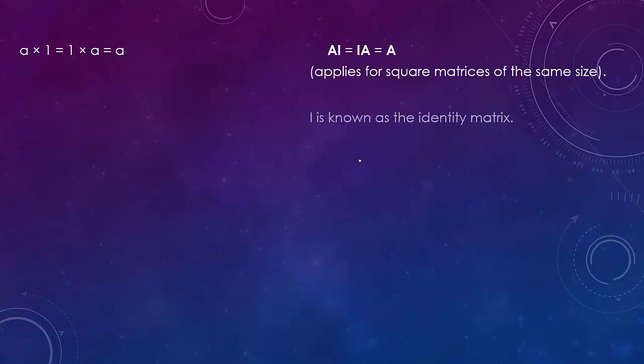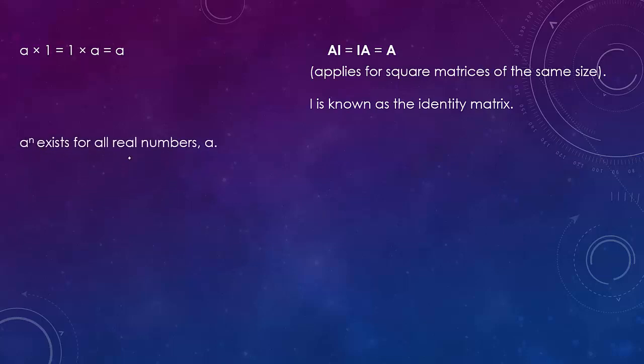Now, A multiplied by 1 is 1 multiplied by A is equal to A. We know that's true. Multiply anything by 1, you get itself. There's something here called the identity matrix. We'll talk more about this later. A times I is equal to I times A is equal to A. That applies for square matrices of the same size. So I and A are both square matrices, 2 by 2 or 3 by 3 and so on. I is known as the identity matrix.